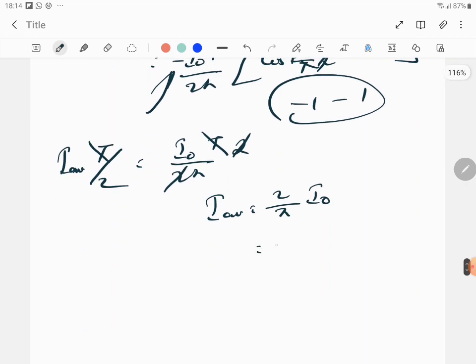So I average is equal to 2 by pi of I naught. What is 2 by pi? It is 0.637 of I naught. This is what is I average.